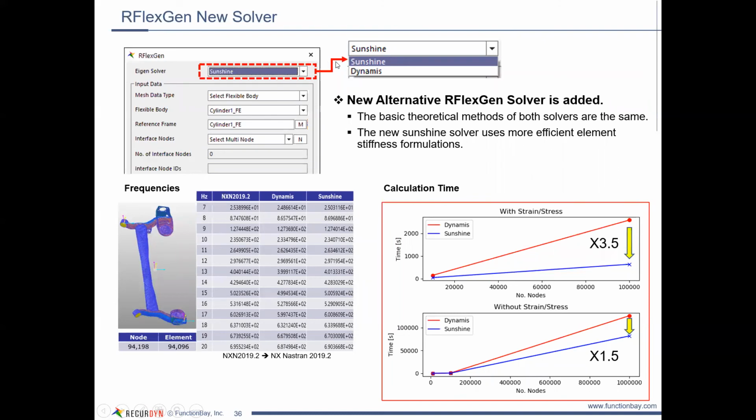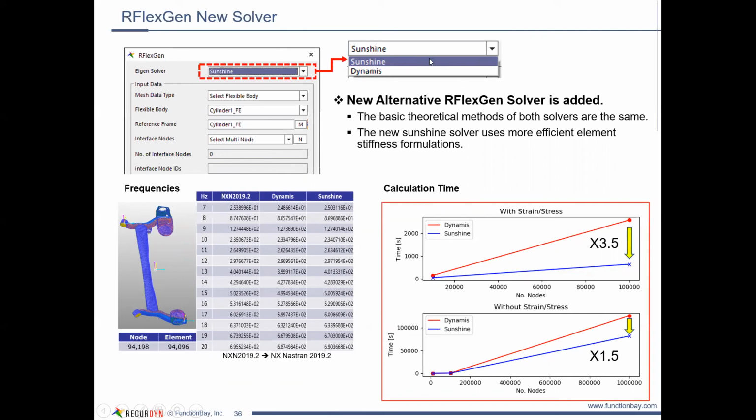Big news for RFlexGen is that there's now a new solver available for doing this eigensolve. The solver that we've had in the past was named Dynamis. Now there's a new solver named Sunshine. So I guess this makes it easier to remember. Sunshine is the newer one because it's a more positive name, I guess. But anyway, you can pick.